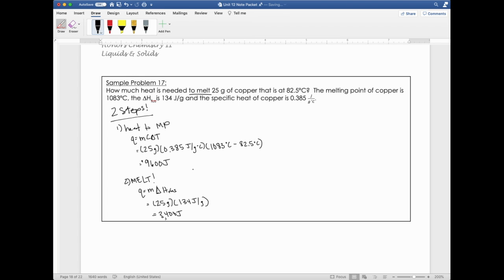Notice how it doesn't require nearly as much energy for this one, and that's because copper is a metallic substance. It has all those metallic bonds, delocalized electrons. It's very easy to raise the temperature of copper and to melt copper. So all I have to do next is add them up. So 9,600 plus that 3,400 gives us an answer of 13,000 joules. And if you want to be specific, you could do a plus since you are adding energy to this system.